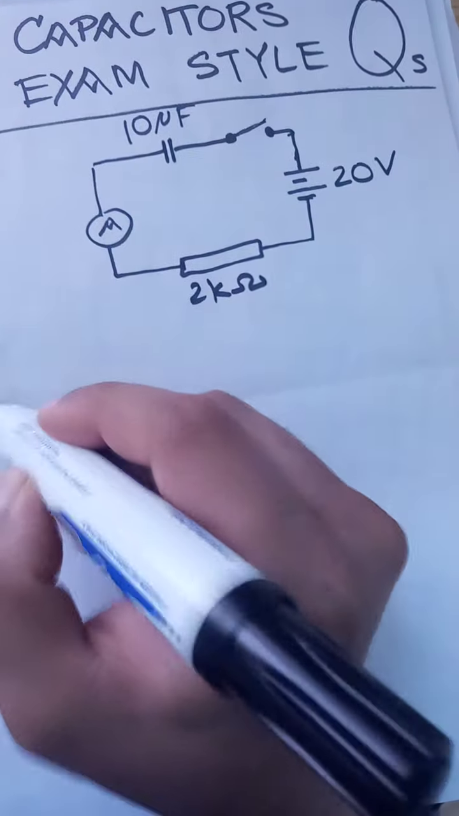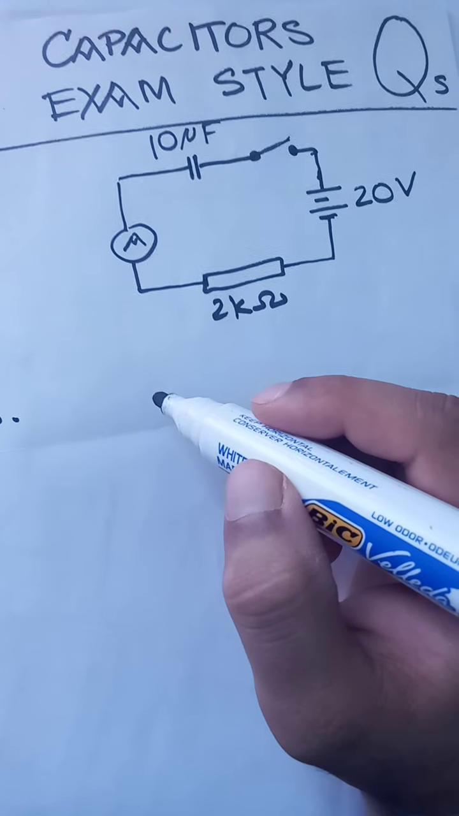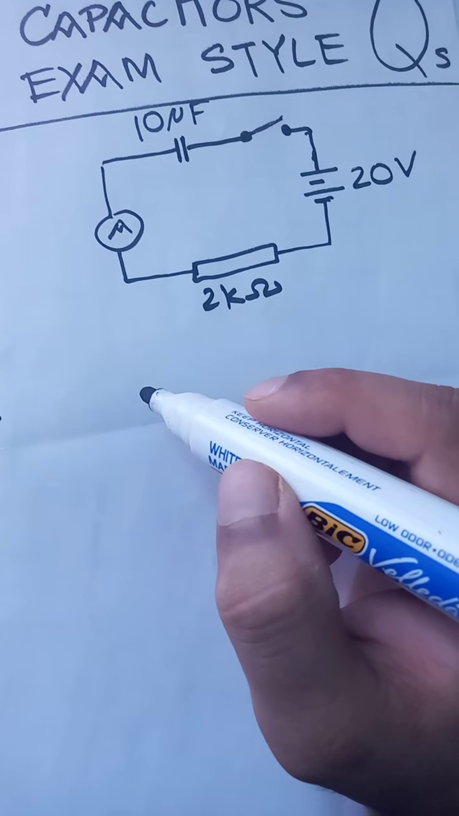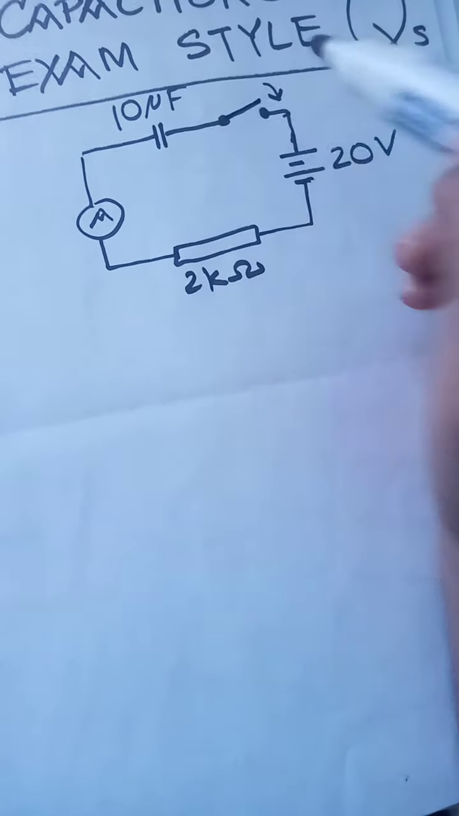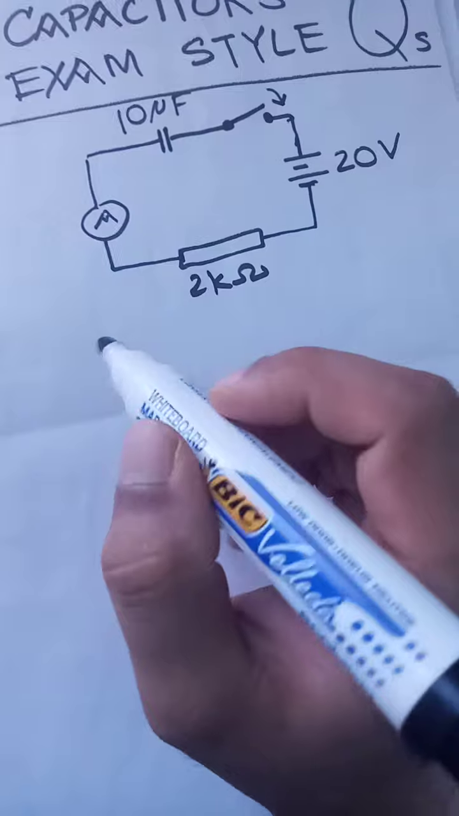So my question to you is, find me the current in the circuit immediately after the switch is closed. So after I close the switch, I want you to find me the current. So how will we find the current?